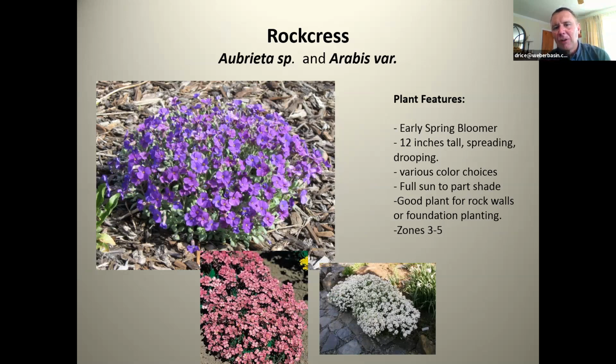It has a similar look to creeping phlox, but the foliage is very different. But from a distance, you might think this is phlox, or you might think, as we get to phlox, it could be rock cress. So those two look very similar from a distance. The foliage is quite different on them. But there are some color choices in this. It's full sun to part shade. Great plant, again, for walls, for rock gardens, border plants.